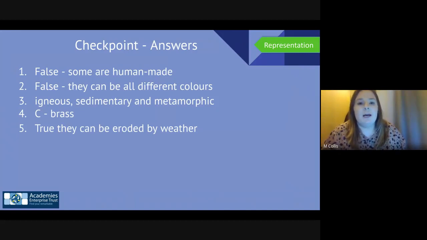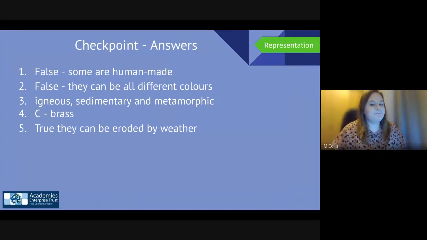Question number 4, you had to name which one of the words was not a rock, and the answer was C, brass. And the last one, true or false, can rocks be affected by the weather? It is true. They can be eroded by weather. For example, marble can be affected by acidic rain.